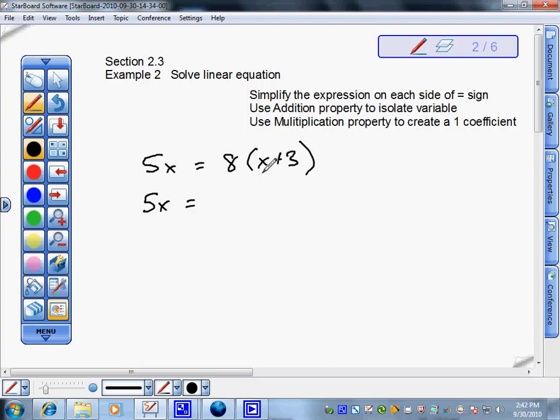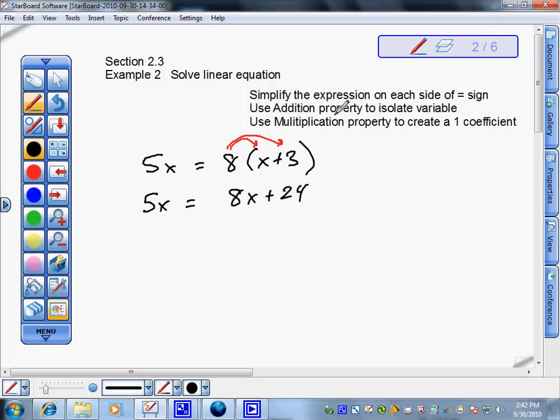I have a parenthesis, I remove parentheses by distributing my 8, so I will end up with 8x plus 24. Big thing here is to make sure that we distribute that 8 to the back side of the 3, so we end up with a full 24 here. If you have a 3 here, you did it wrong.